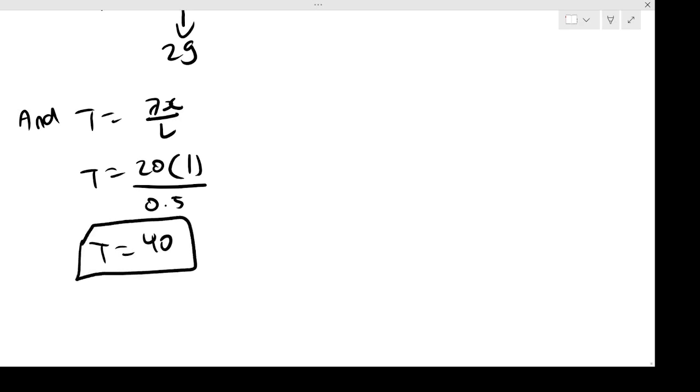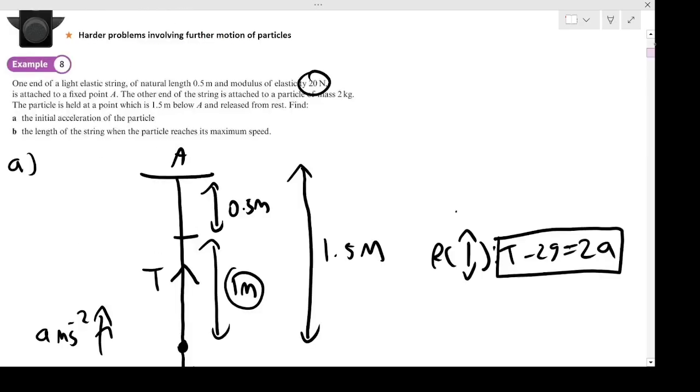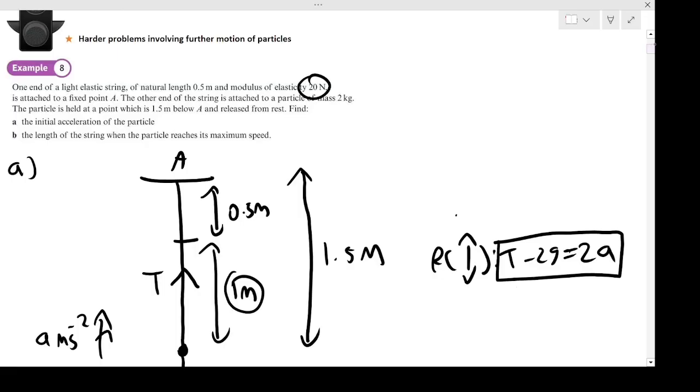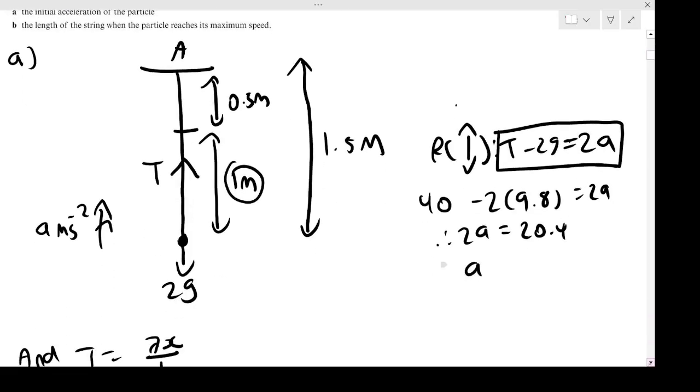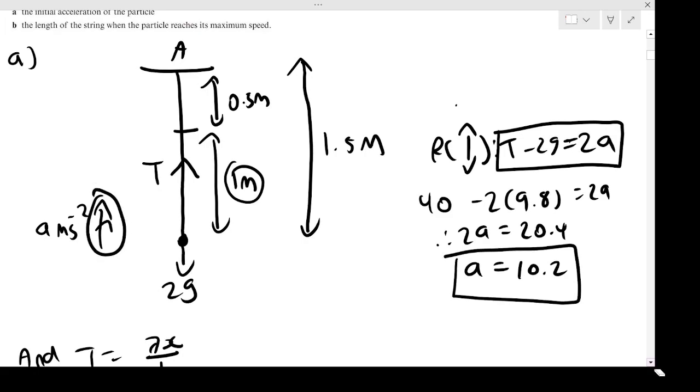So now I can substitute that into this equation here. So that means 40 for T, take away 2 lots of 9.8 for g, is 2a. If I simplify this, 2a is 20.4. So therefore my acceleration is going to be 10.2. Okay, and there's my acceleration there. And again, it's positive, which means indeed the acceleration is upwards.